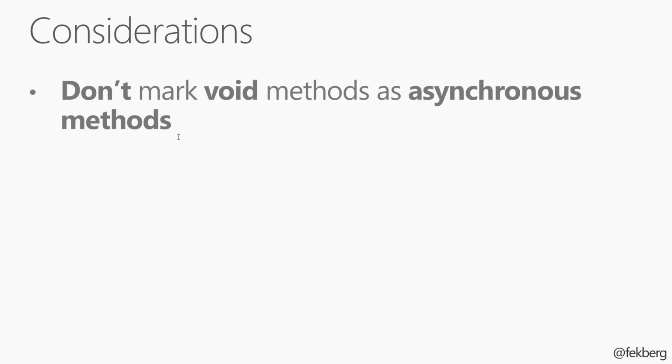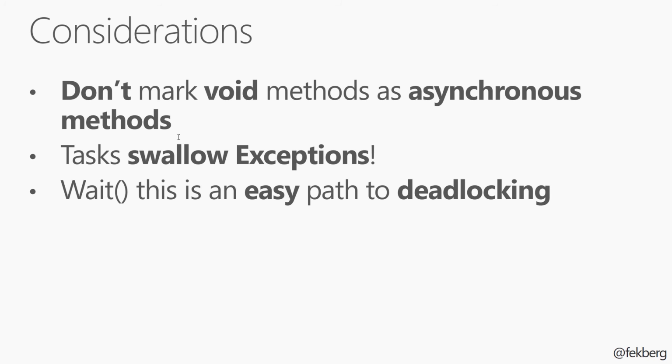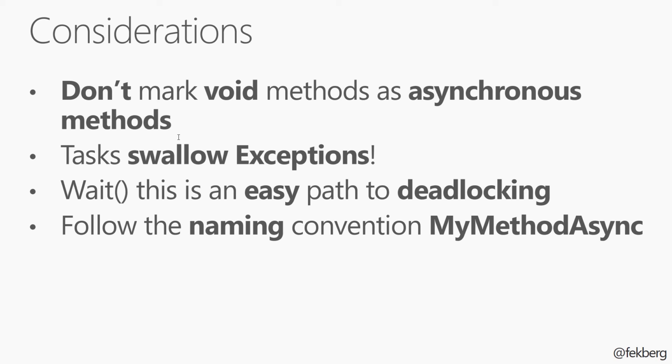Okay. So a few considerations to take away from this, if anything. Don't mark your void methods as asynchronous methods, because that's going to come back to haunt you afterwards. You're going to end up deadlocking. You're going to end up crashing your applications. And the easy way to fix it is a simple change, void to task. Remember that tasks swallow exceptions unless you await them. So to properly know if a task completed, you need to await it or check the faulted state. If you add wait inside your applications or do .result, you'll for sure end up deadlocking your application. So try to avoid doing that.